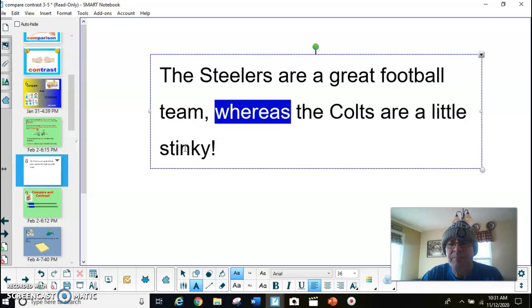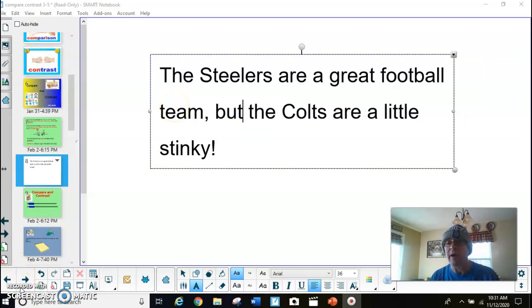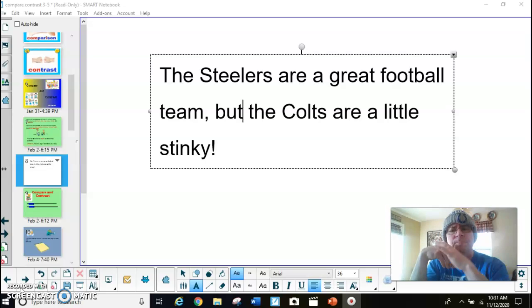It's showing how they're different. Let's try another one that's a little more common. I've exchanged the word whereas with the word but. The Steelers are a great football team, but the Colts are a little stinky. That's showing you how they're different. They're contrasting. Now, this can get a little convoluted. In other words, it can get a little bit messy when we start comparing and contrasting two different writings.